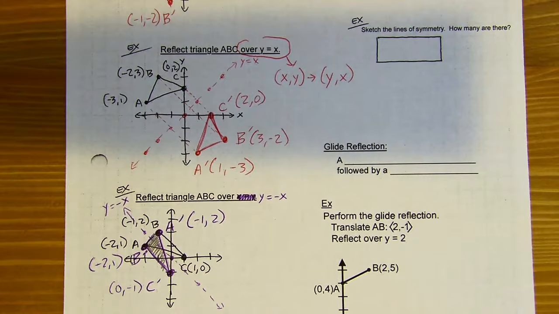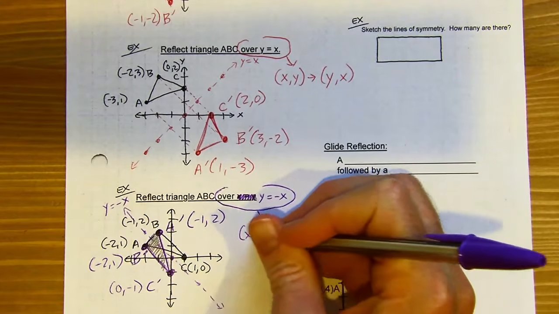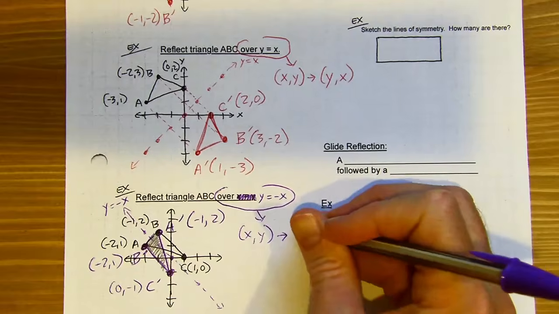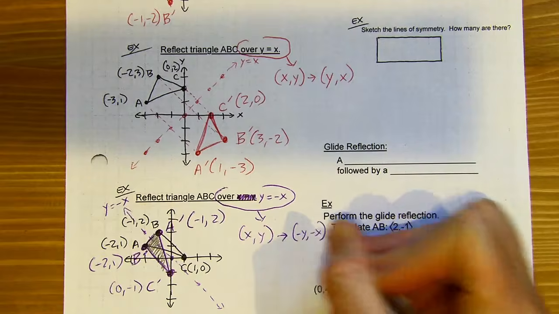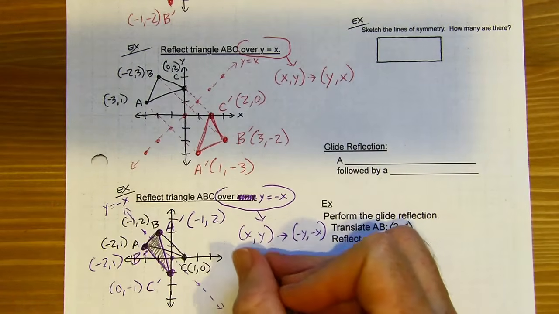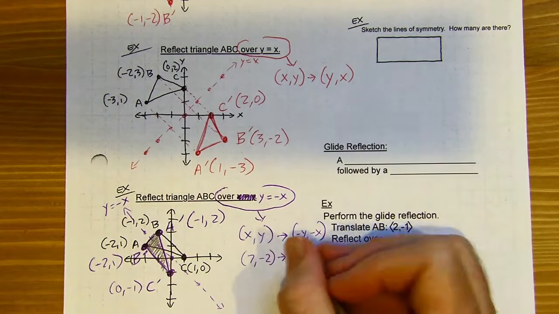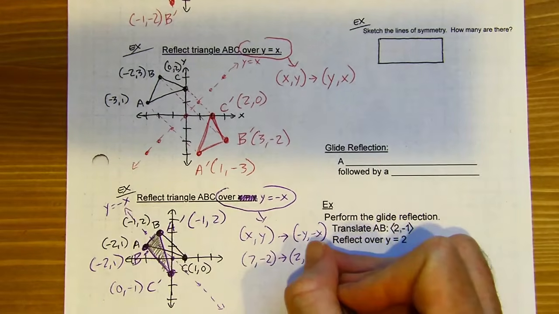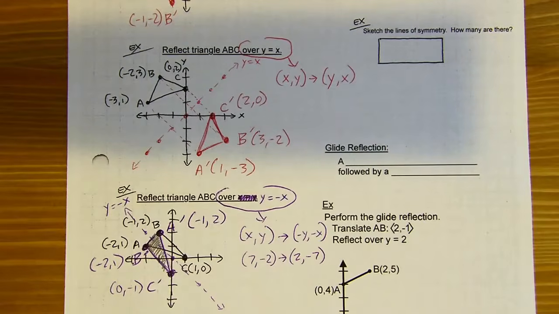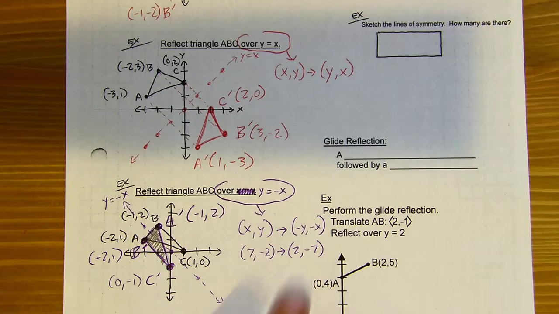So when I'm going over y equals -x, any point, it's going to change positions, but also change signs. Okay? So for example, if I had, I don't know, 7, -2, well, the -2 would move to the front, but it would switch signs. The 7 would move to the back, and it would switch signs. So 7, -2, if you reflect that over the line y equals -x, would reflect onto 2, -7.